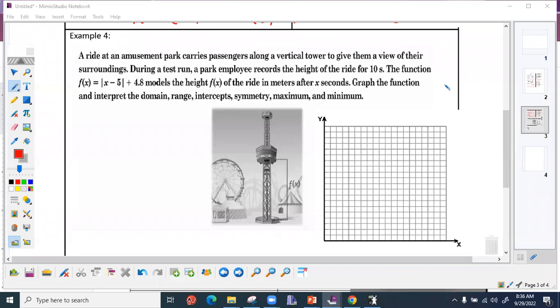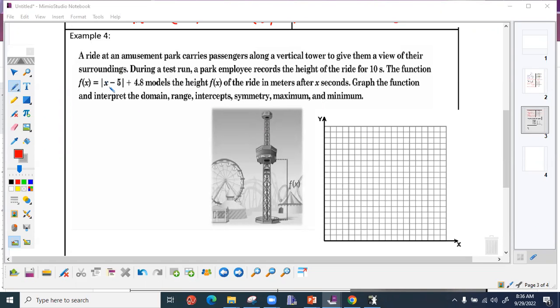All right, a ride at an amusement park carries passengers along a vertical tower to give them a view of their surroundings. During a test run, a park employee records the height of the ride for 10 seconds. The function they came up with is the absolute value of x minus 5 plus 4.8. Models the height f of x of the ride in meters after x seconds. Graph the function and interpret the domain, range, intercept, symmetry, and maximum and minimum value.